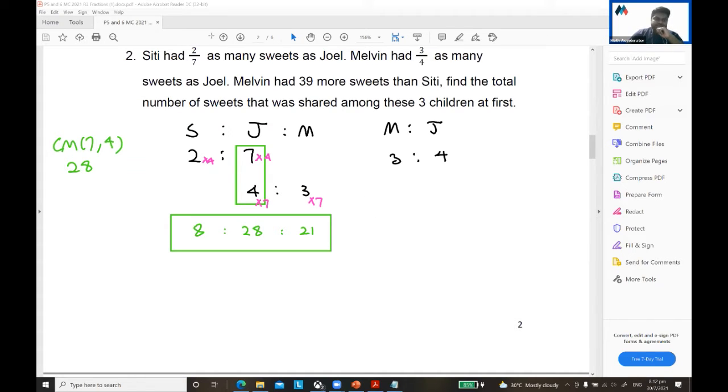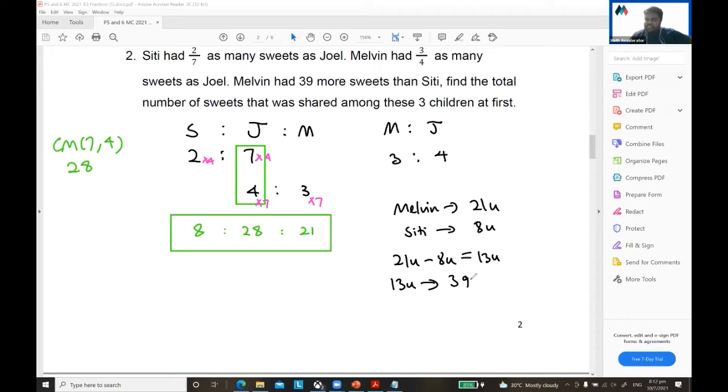Okay, all right, let's take a look. Melvin had 39 more sweets than City. So write down Melvin. Go step by step. Melvin's 21 units. City is 8 units. So what's the difference in the units? 21 units minus 8 units goes to 13 units. So this 13 units is 39.